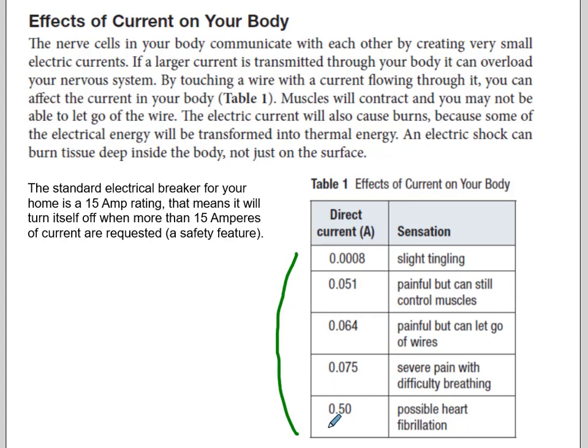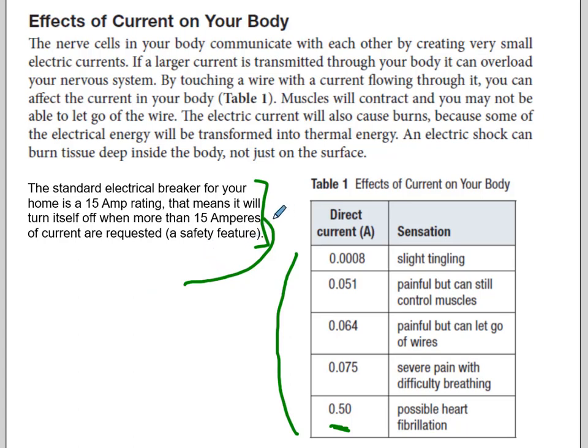This one right here, 0.5 of an amp. Possible heart fibrillation. Now, of course, you'd have to have that passing through your chest for that to happen, but that's only half an amp. And what you don't maybe know is that most of the breakers in your house, those in the electrical panel, usually in the basement, are 15 amps. That means your toaster, your vacuum cleaner, those types of things can draw up to 15 amps of current before they trip the breaker and shut off, and that's a safety measure.